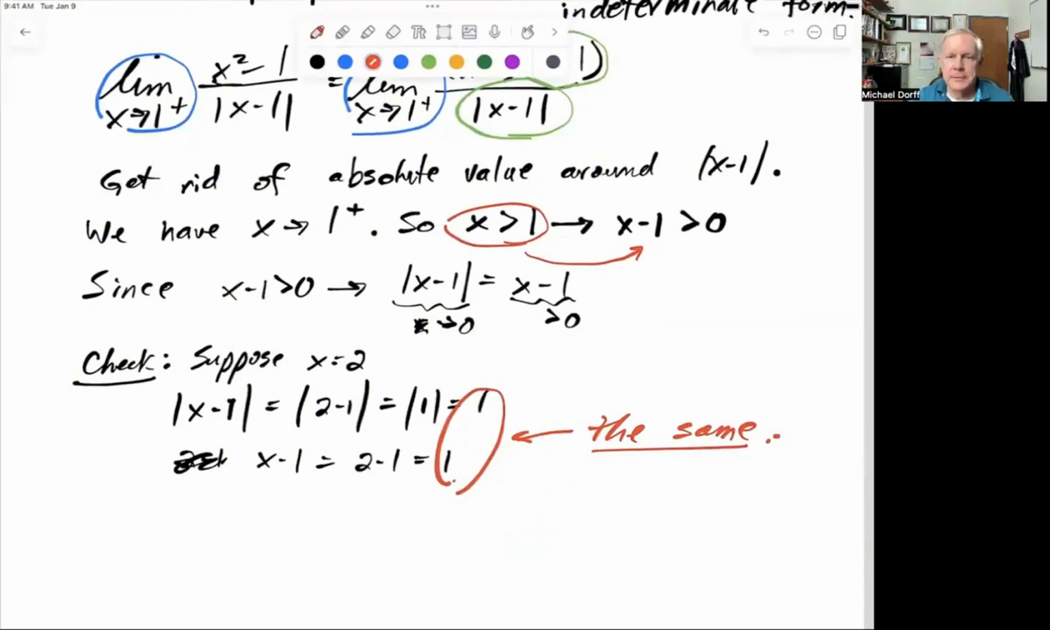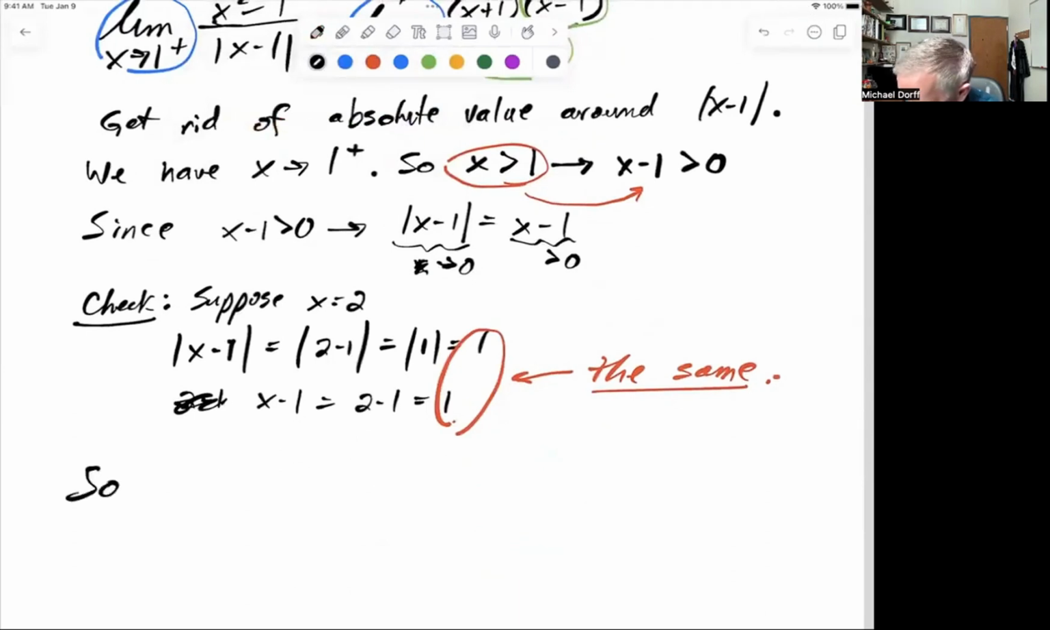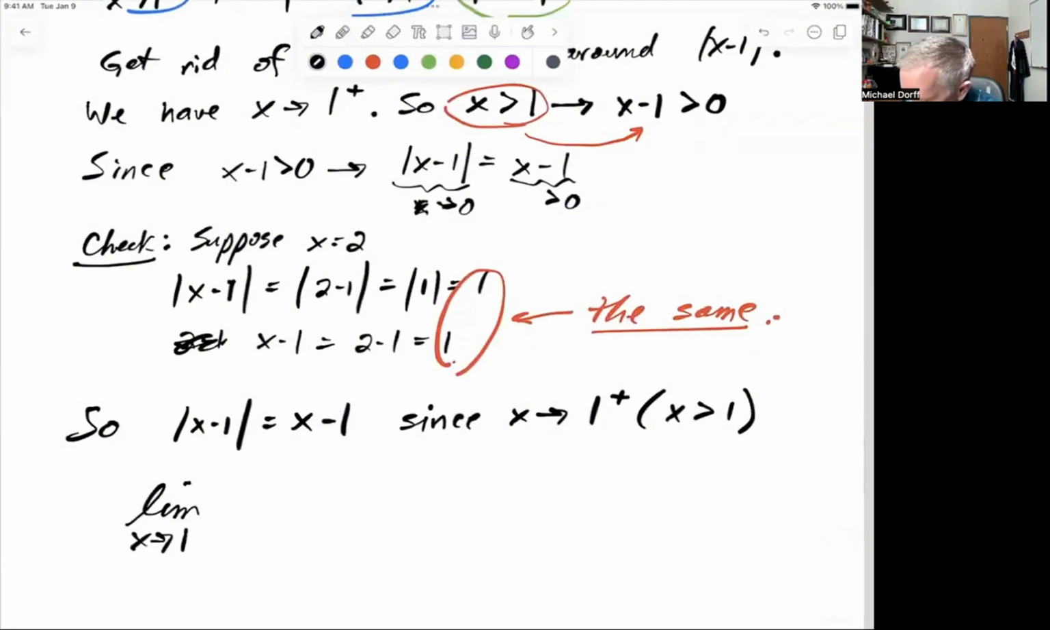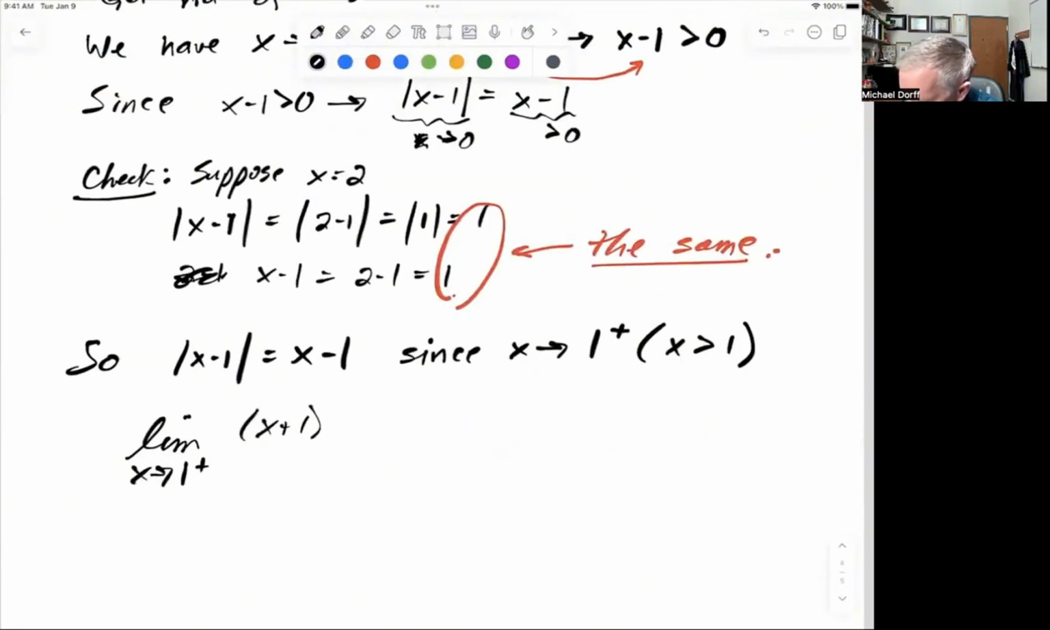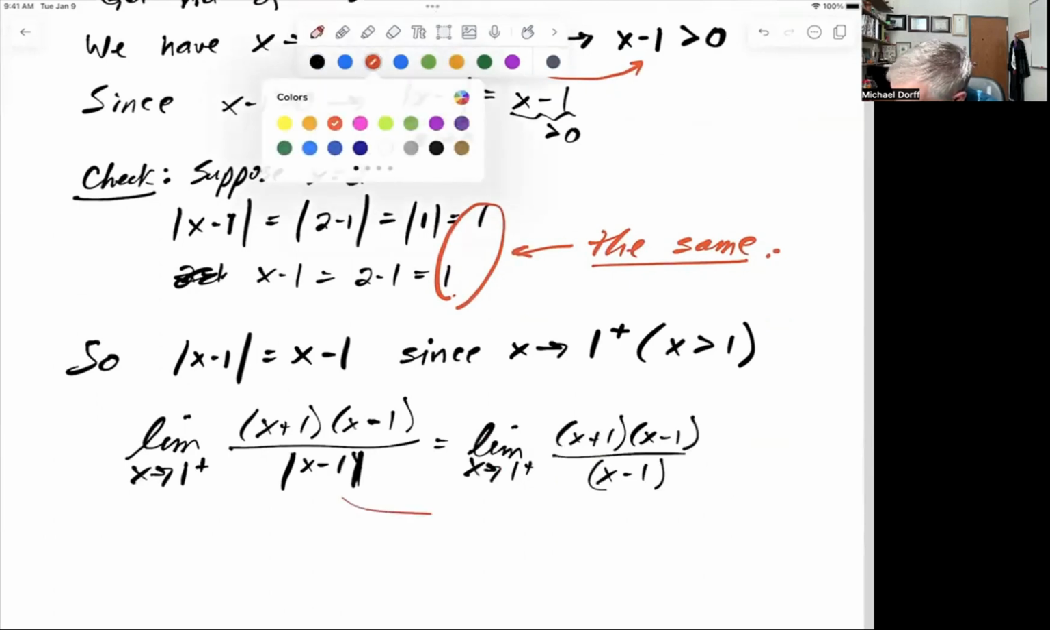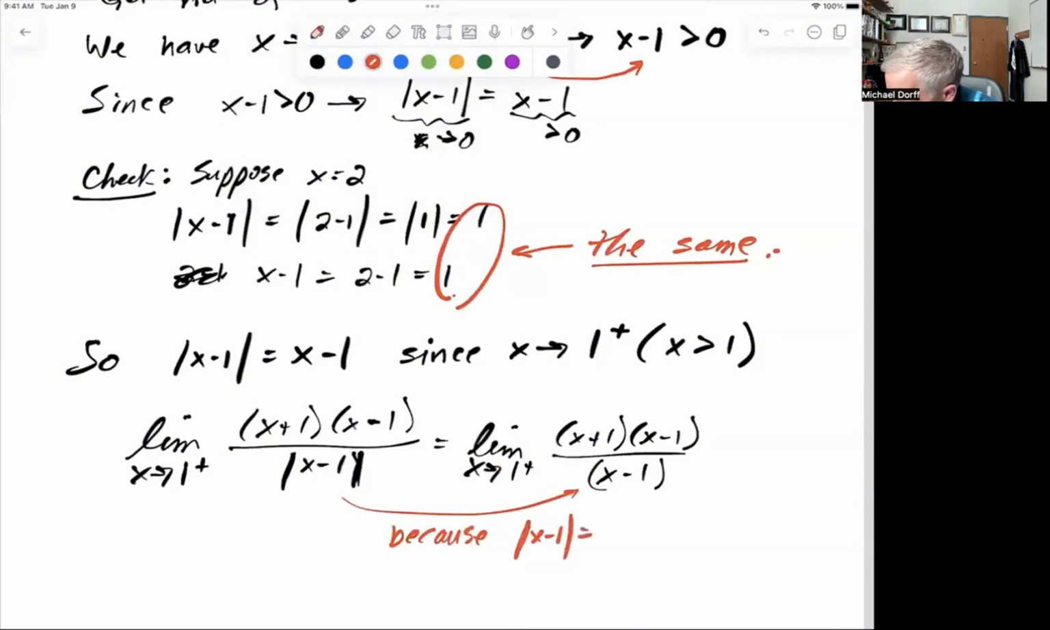So the fact that x minus 1 is greater than 0, I can drop the absolute value. Again, the absolute value of x minus 1 in this case is equal to x minus 1, since x is approaching 1 from the right, which means that x is greater than 1. So if I go back to my problem, the limit as x is approaching 1 from the right, we had x plus 1 times x minus 1 over the absolute value of x minus 1. Now I can drop the absolute value here in the denominator to get this, and I can do that because, as we just showed, this is true.